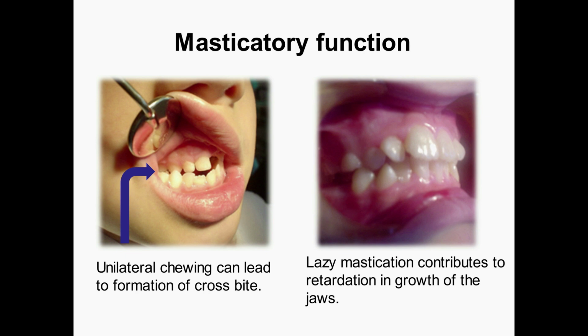Inborn impairments of masticatory function, lazy and unilateral mastication may be distinguished. Unilateral chewing can lead to formation of cross and mesial bite. Lazy mastication contributes to retardation in growth of the jaws. The above impairments can be revealed during interview with parents as well as using other laboratory research methods.